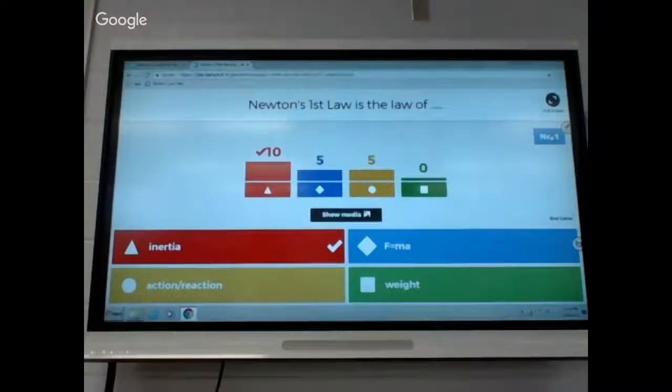Inertia is the first law. The second law was F equals MA. And the third law was for every action, there's an equal and opposite reaction. See, I told you it was right. I got it right. We're going to work on it again today.